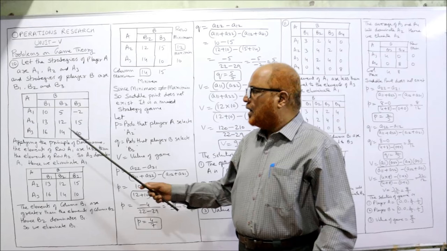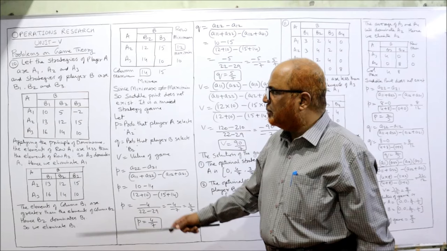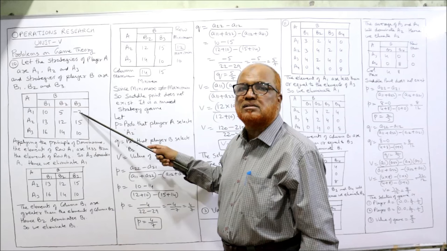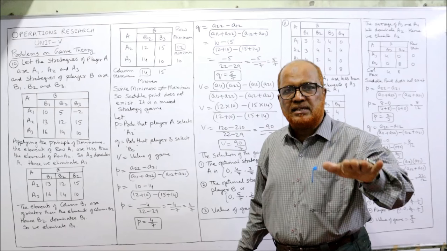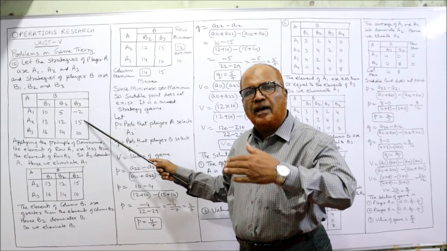Now, applying the principle of dominance, first of all we check the rows. In rows, we have the maximizing player. He will keep the maximum and eliminate the minimum. So here you can see 13, 10: 10 is less. 12, 5: 5 is less. 15, minus 2: minus 2 is less. So if you compare A2 and A1, A2 is dominating A1, because all the elements of A1 are less than the elements of A2, because the maximizing player keeps the maximum and eliminates the minimum. So A1 is dominated, we eliminate A1, we remove A1.